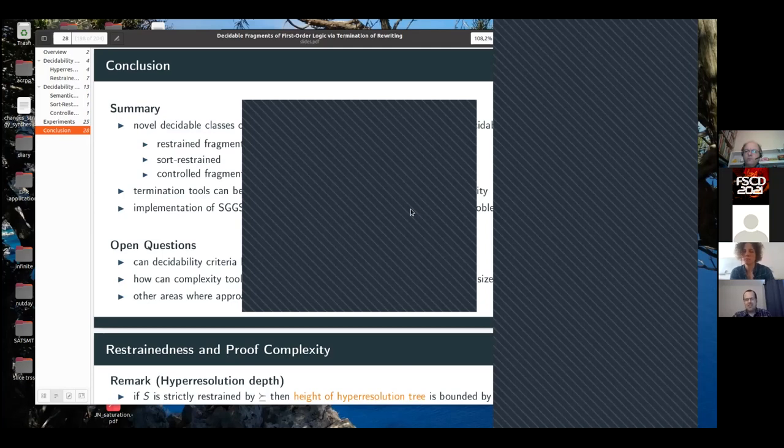For relative termination, the tool NaTT by Akihisa Yamada may be worth a look. So I believe there has been some progress in dependency pairs adaptations. Mm-hmm. Okay, right. I will make a comparison. Other questions?